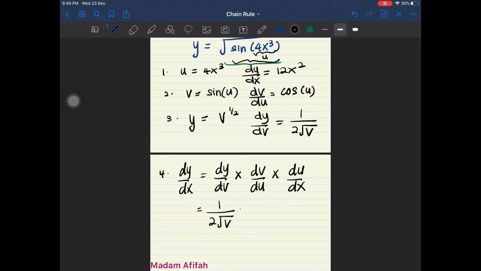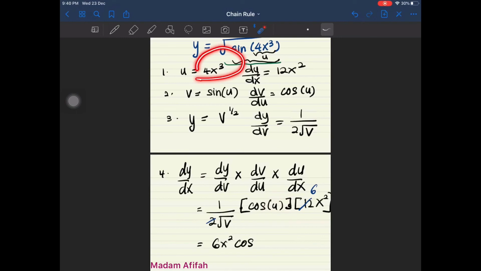So dy/dv is equal to 1 over 2 square root v. dv/du is equal to cos u. And du/dx is equal to 12x squared. So if I simplify this one, this one can cancel out, so that I will have 6x squared cos u.